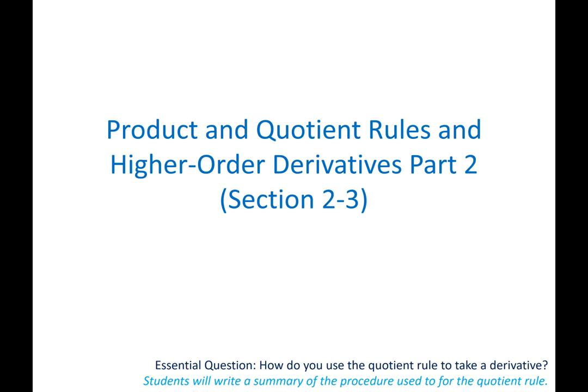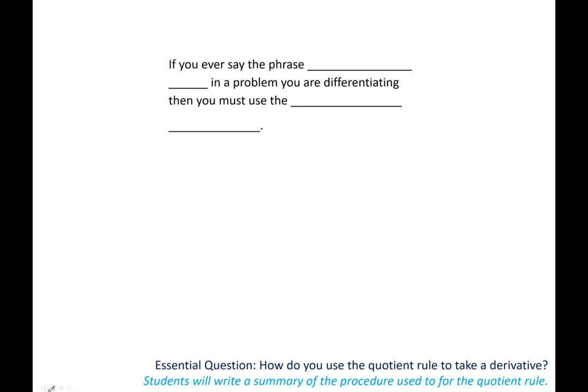So today we're going to talk about the quotient rule. If product rule is multiplication, what's quotient rule? Division. Good. So we're going to talk about what happens when we divide two functions today, and how that looks in a derivative. So let's just get started.